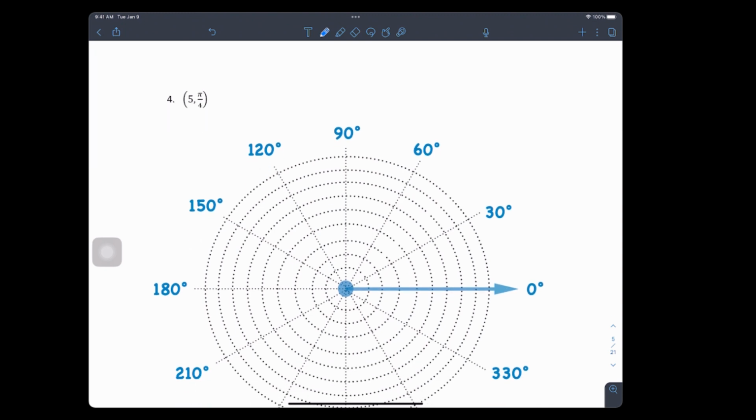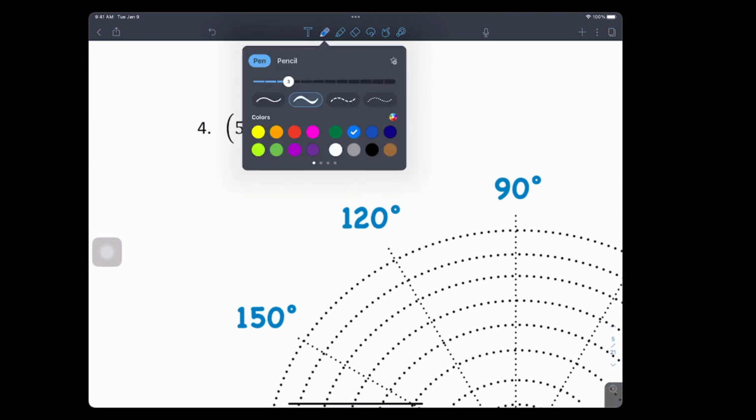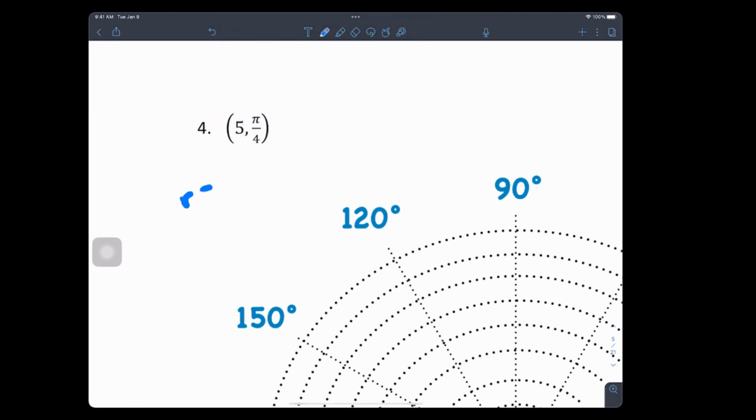Okay, what about this one? They want to know where is 5, pi over 4. So your radius here is going to be what? 5. That angle is pi over 4. And pi over 4, isn't that 45 degrees?